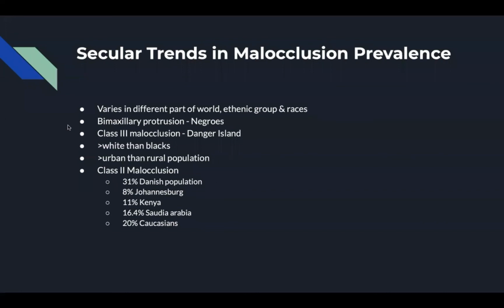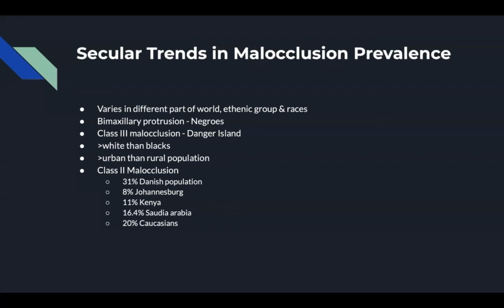Bimaxillary protrusion is more common in the Negroes. Class 3 is more common in the Japanese, Danger Island people. Class 2 is more common in whites. Class 3 is more common in blacks, okay? There is more malocclusion in white people in comparison to black people in general. In black people, we see more straight teeth, but when you go to the US, you find that there is more crowding. We can see more malocclusion in the urban population than the rural population.